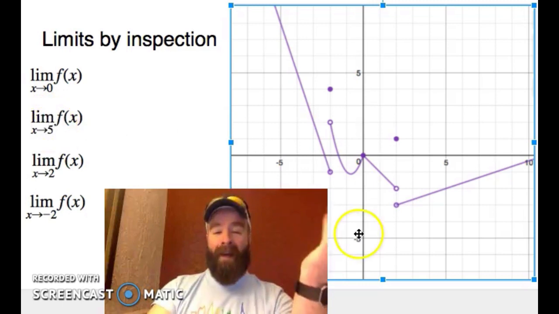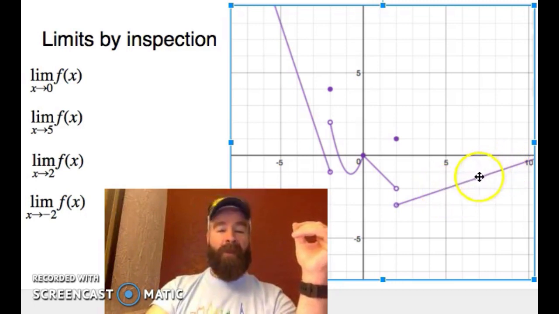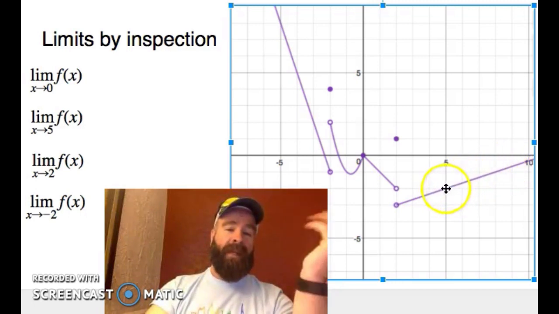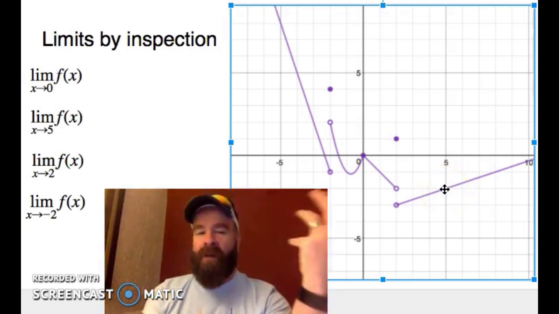Now if you look at 5, walking from the left, the y values are getting closer and closer to negative 2, and from the right, the y values are getting closer and closer to negative 2. Now you may look at those and go, how is that any different than the actual function value?